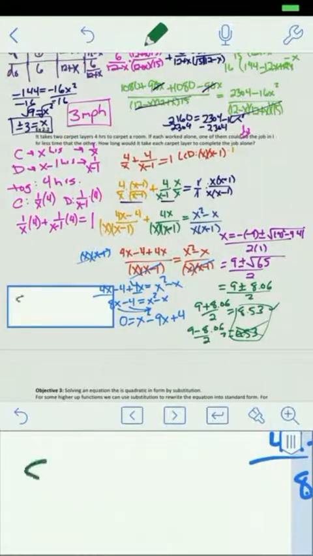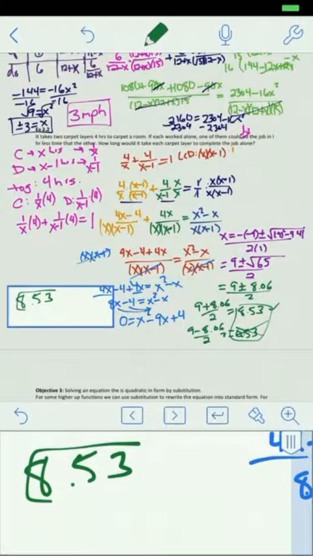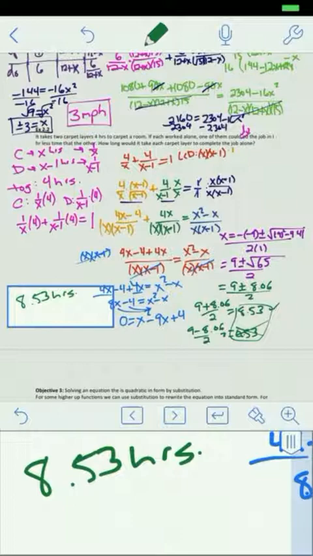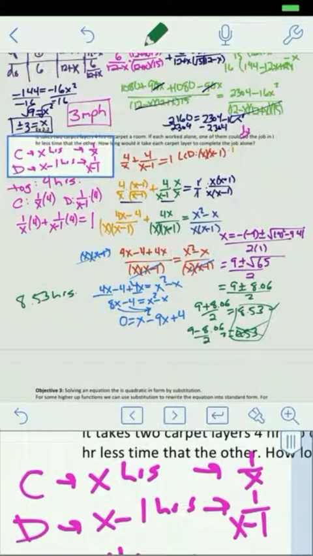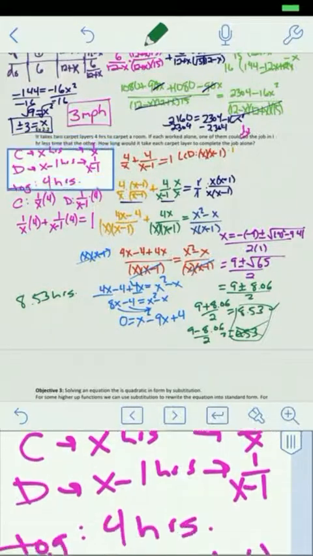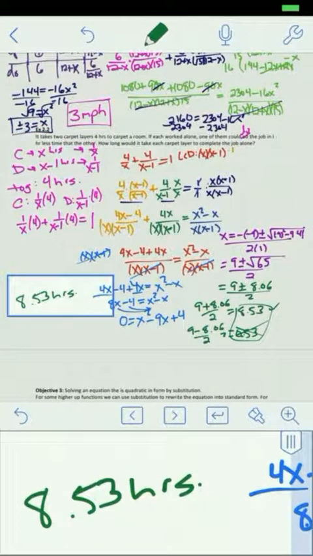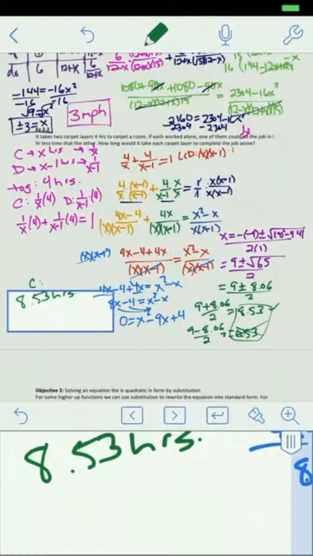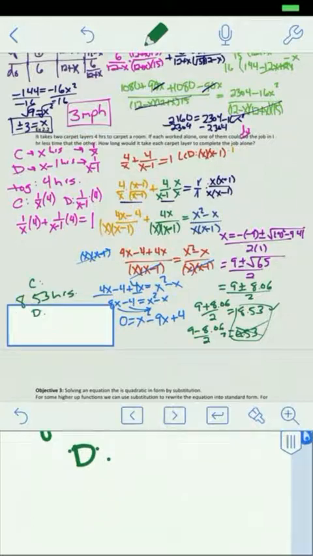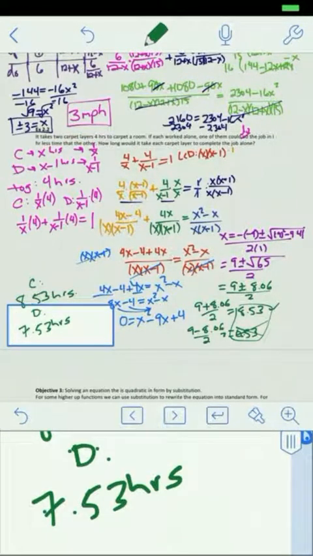Our answer would have to be 8.53, which means 8.53 hours. That work rate was for Carla. If x equals 8.53, then that's Carla. And then Dan is 1 hour less than that, or 7.53 hours. That's how much they take to do alone. All right, sounds good. We have our solutions.